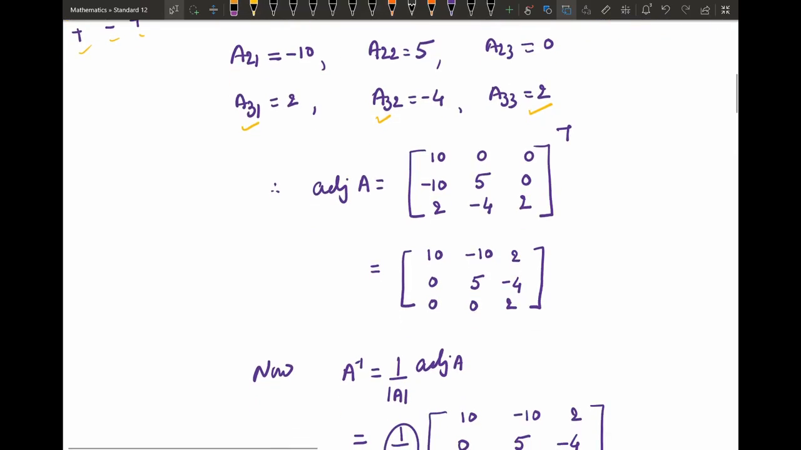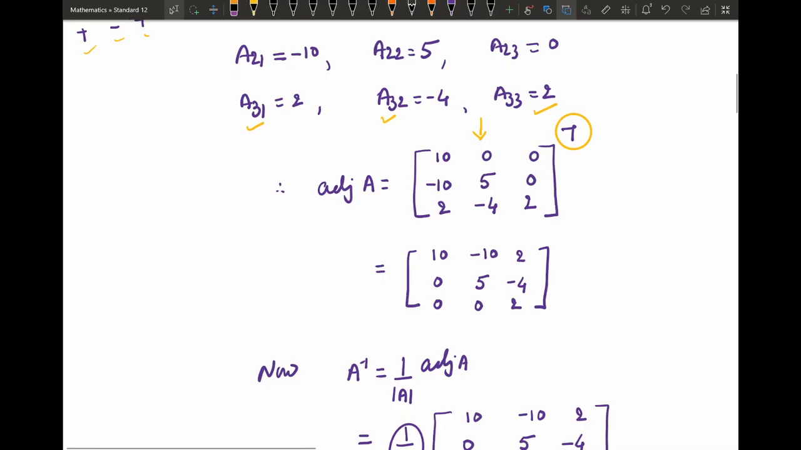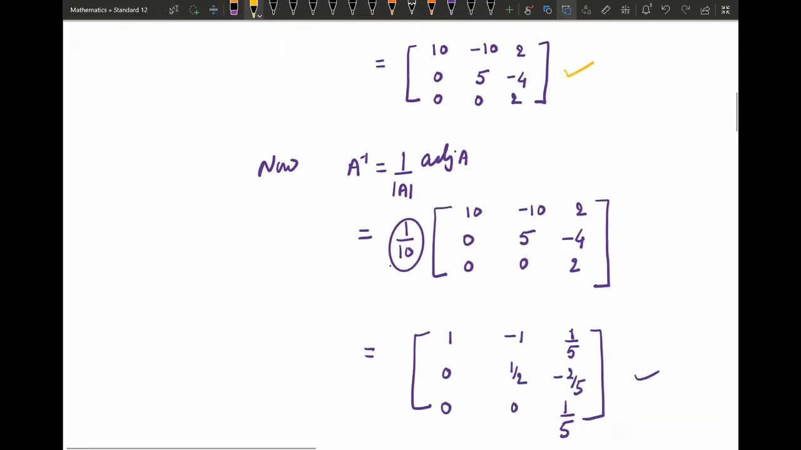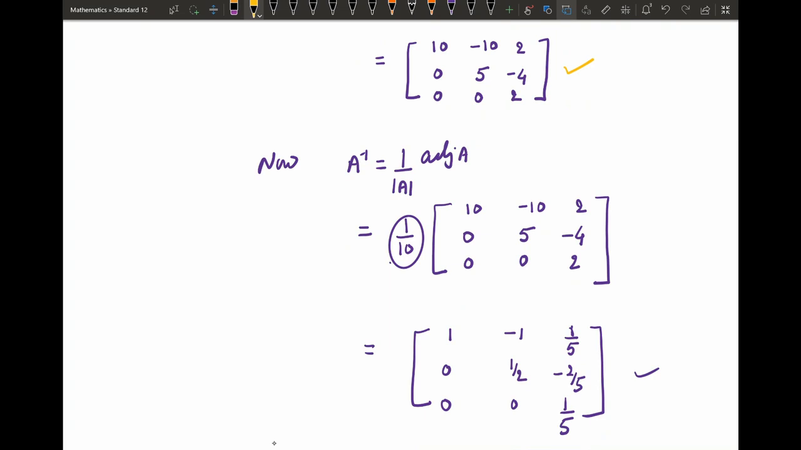Now adjoint A. First in the matrix A, each entry is replaced by its cofactor and then we will take its transpose. So rows are converted into the corresponding columns. So this is the adjoint A. Now according to the formula, A inverse is 1 upon determinant A. This is not modulus A, this is the determinant of matrix A. So its value is 1 by 10.